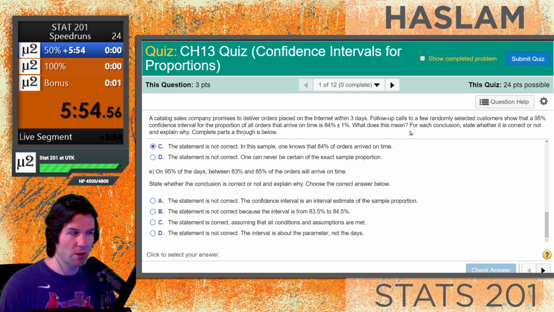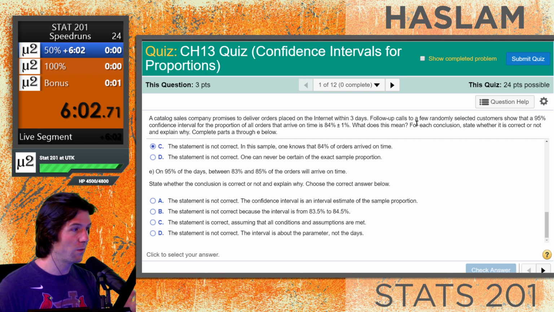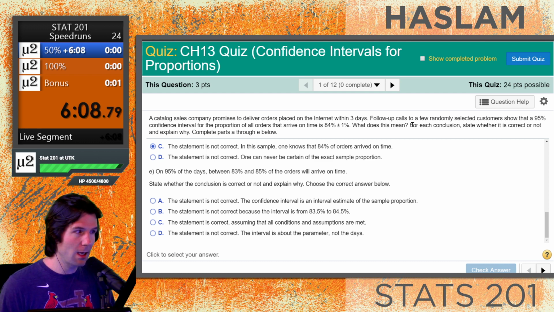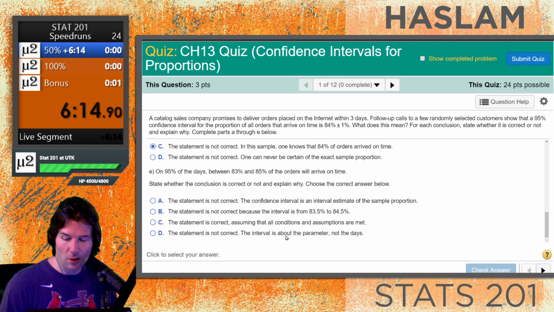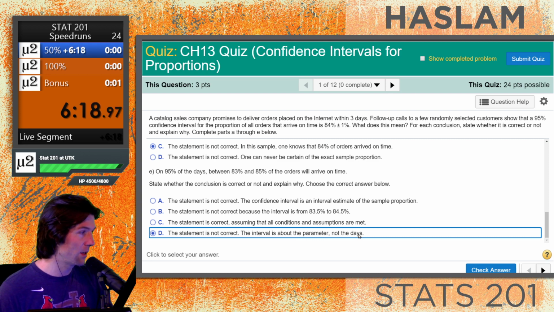They went to customers, and it said follow-up calls for randomly selected customers, and they asked the customers, did you get your order within 3 days? It's like Amazon being like, did you get your order within 3 days? And they did follow-up calls, so they're not going to have non-response bias because they're going to make sure they get those responses. Test due today. So they, right here, are not doing the population parameter that they're trying to estimate. So for this one, the interval is about the parameter, not the days.